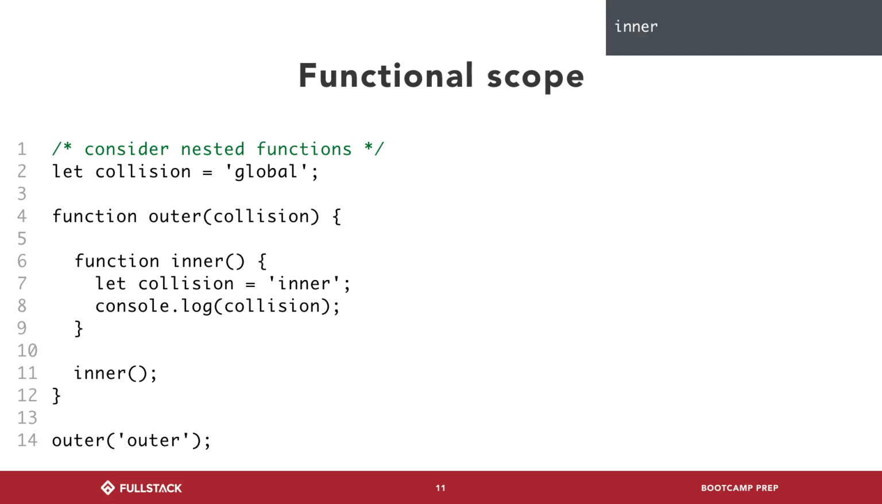collision, it's going to say, great. Do I have a variable called collision in my own inner function scope? Is there a variable called collision? The answer is yes, there is. Great, we print it out.